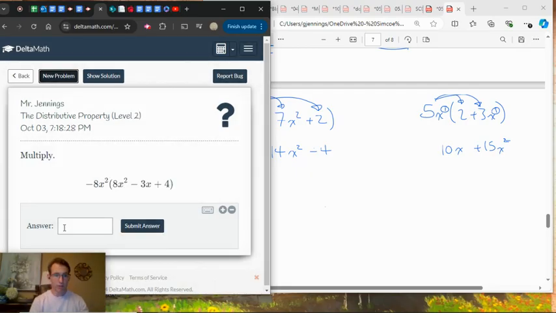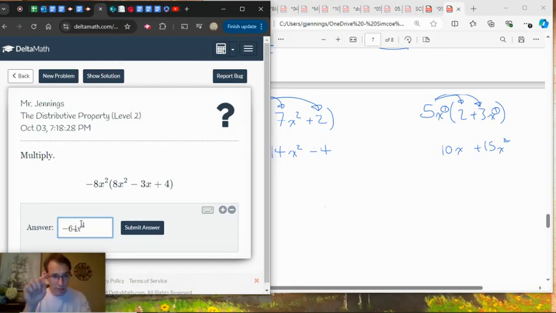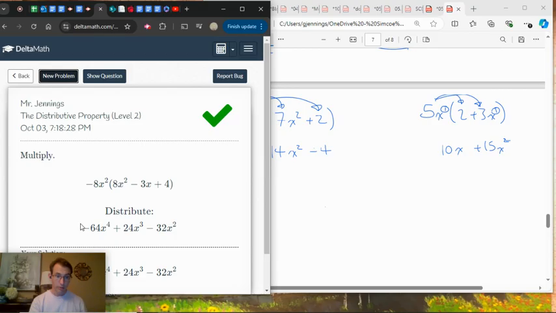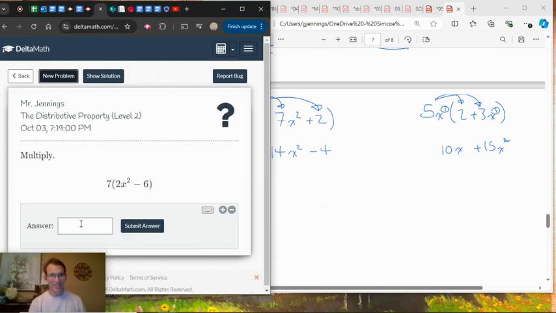This one here, let's do this one. So I notice this is going to be negative 64, because 8 times 8 is 64, but it's negative. X to the 4, because x squared times x squared, I add the exponents, x to the 4. Plus, because negative 3 times negative 8 is plus 24, x to the 3, because I have x squared times x, is x to the 3. Minus 32x squared, okay, so that's that. So that's how these are done.